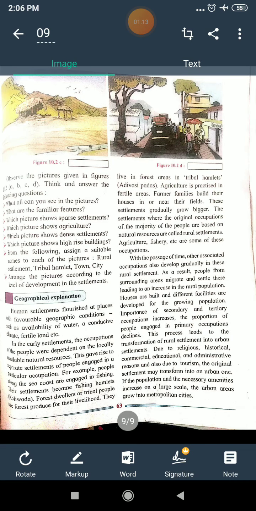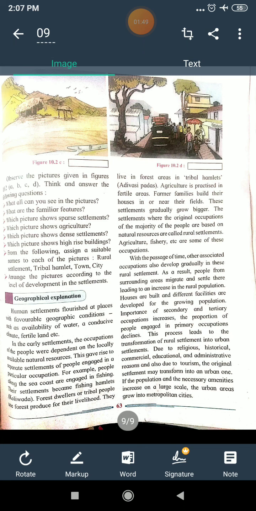Take out page number 63. Okay, I'm going to read out the points, so you have to pay attention. Geographical explanation. You can refer to page 62 also, and you can see the different types of settlements given over there. You can recognize which type of settlements are there at the specific places. You will find that no settlements are the same everywhere. Everywhere the settlements are different according to the places where they are. So let us see why these settlements are different and what are the factors affecting these settlements.